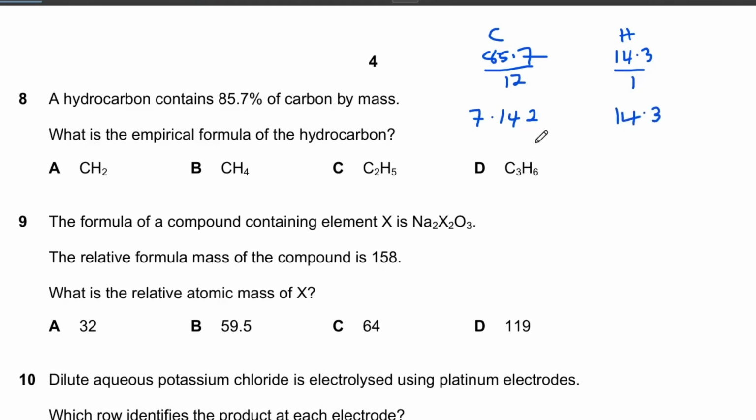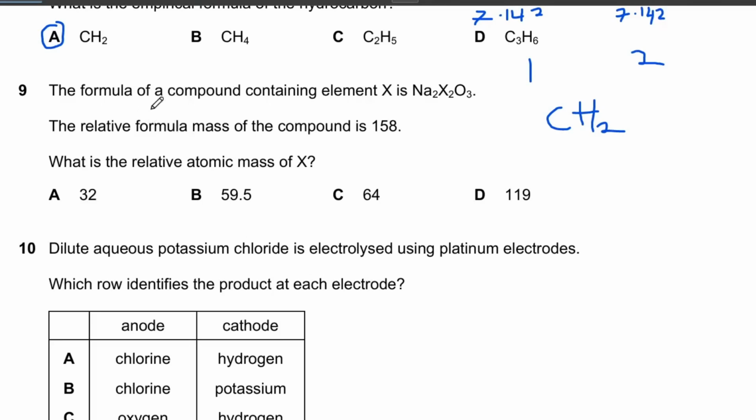So you divide them by the smallest. The smallest is 7.142, so divide through by 7.142. So 7.142 divided by 7.142 gives us 1, and then 14.3 divided by 7.142 is going to give us 2. So therefore our empirical formula will be carbon is 1, which is C, and then we have 2 hydrogen. So our formula is CH2, which is A. So the answer is A, CH2. That's how you calculate empirical formula.